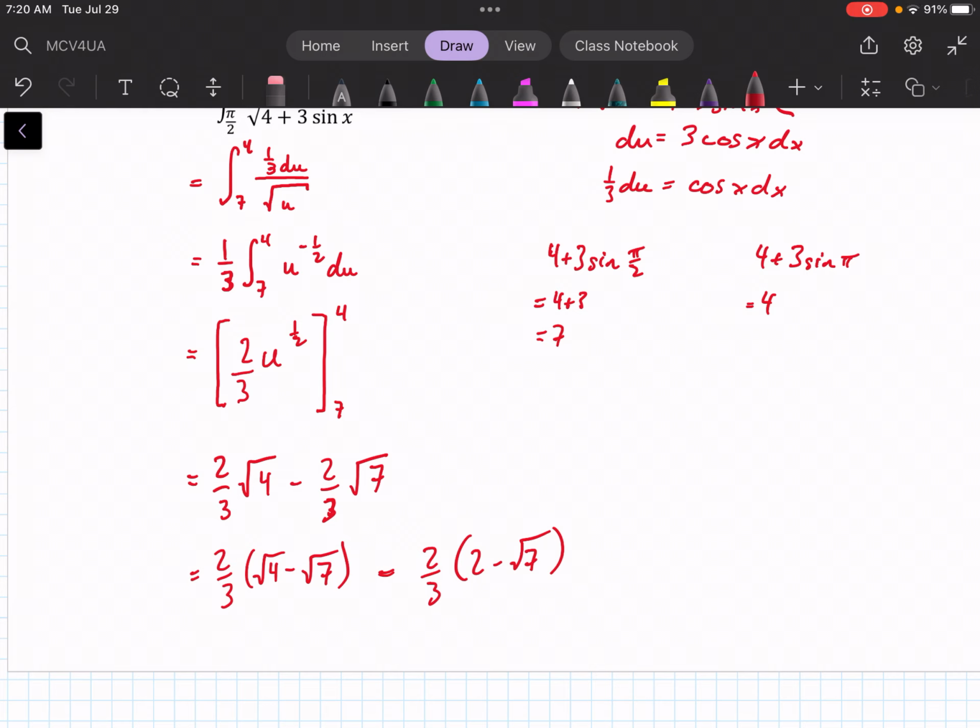Now if you do change back to x, that's fine, you can, and then just substitute the values in, you're going to find the exact same result. So this concludes this lesson.